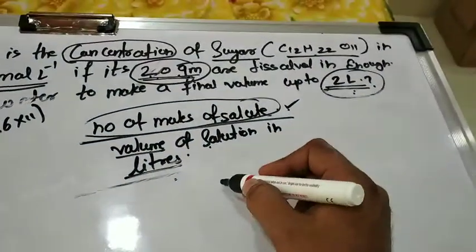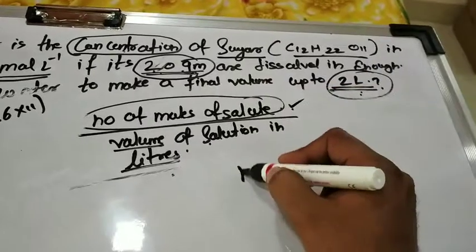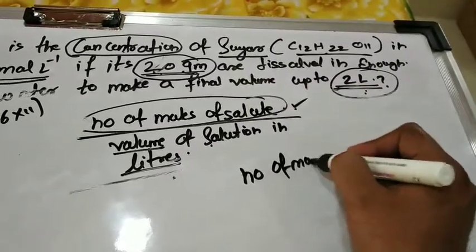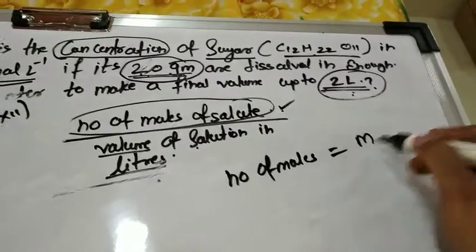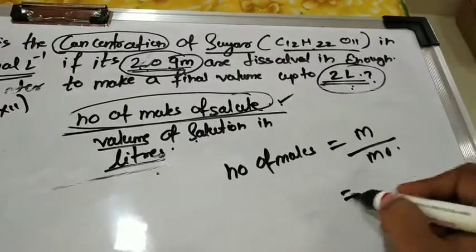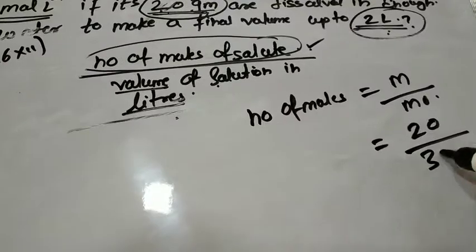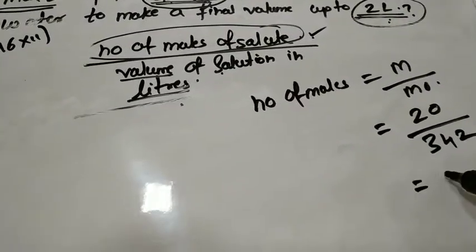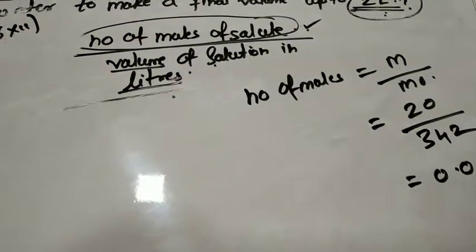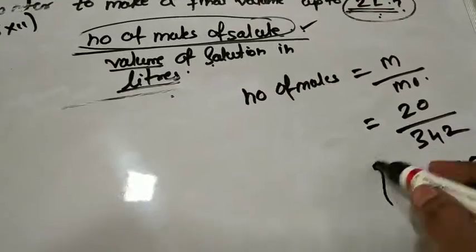Okay, sorry, we first need to calculate the number of moles. Number of moles is equals to mass upon molar mass. Okay, so mass is 20, molar mass obtained is 342, that is equals to 0.058. Okay, so this is the number of moles.